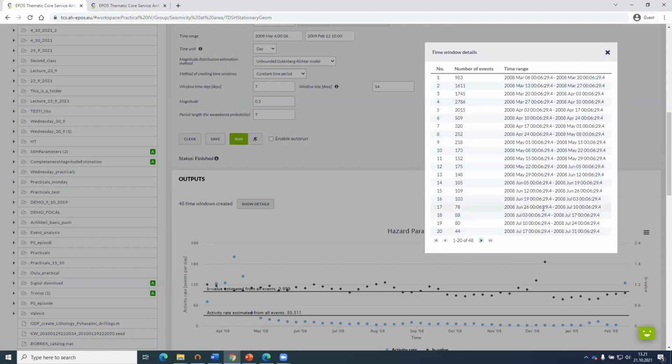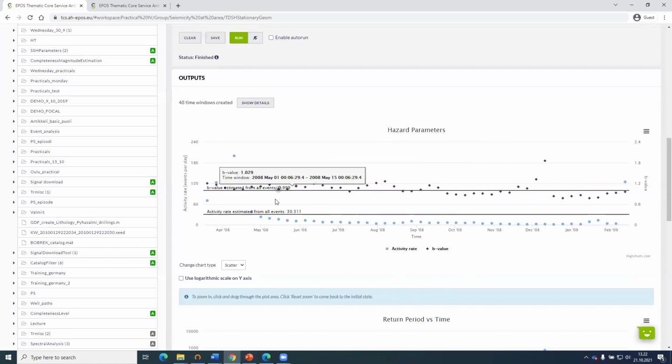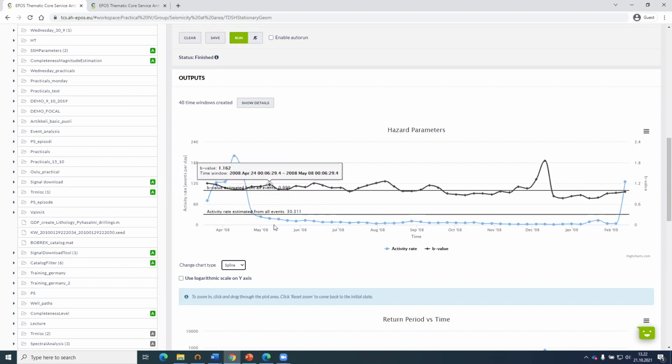Anyway, so now we have these 48 time windows, and for each of these time windows, the Gutenberg-Richter modeling was done, and we got the activity and the p-value. Those are shown here in this window. I just put the spline on, which is very useful when you have multiple crisscrossing plots over here. The first one over here is window number 1, 2, 3, and so on. Now we have time on the x-axis, and on the left y-axis we have the activity rate, which is this blue line over here, and on the right y-axis we have the p-value.